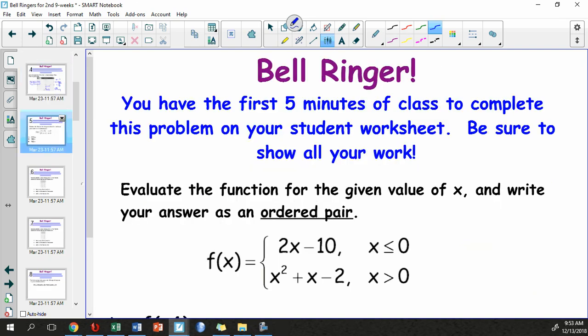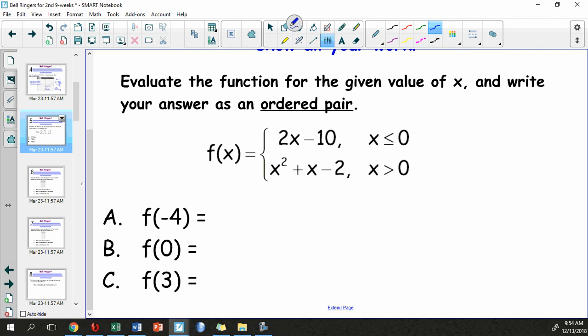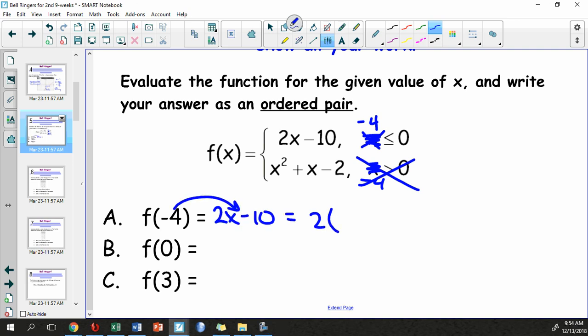Okay, that brings me to the next one. Evaluate the function for the given value of x. So I want to go ahead and do f at negative 4. So this is a piecewise function, and I need to find out where negative 4 fits in. Is negative 4 less than or equal to 0? Or is negative 4 greater than or equal to 0? It's not that one, so I'm going to be using the 2x minus 10. And I'm simply going to plug and chug. 2 times negative 4 minus 10. Negative 8 minus 10 gives you negative 18. So my ordered pair is going to be (-4, -18).